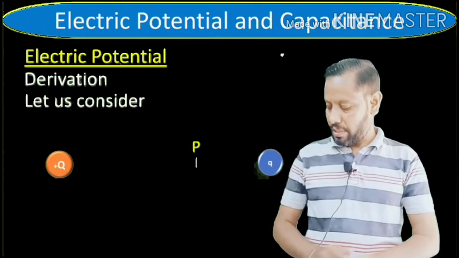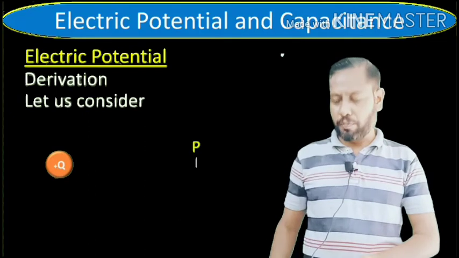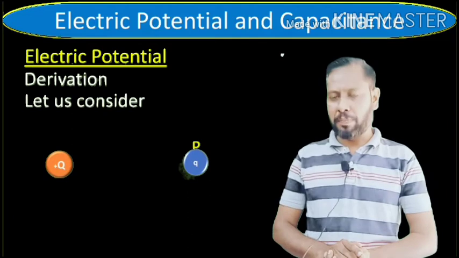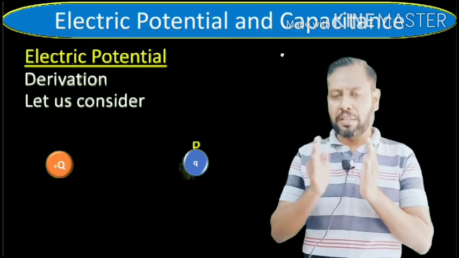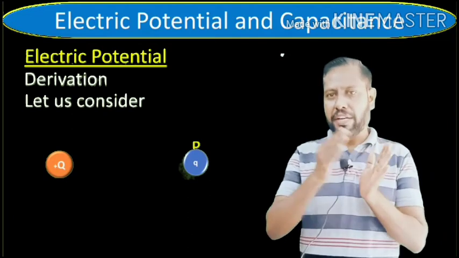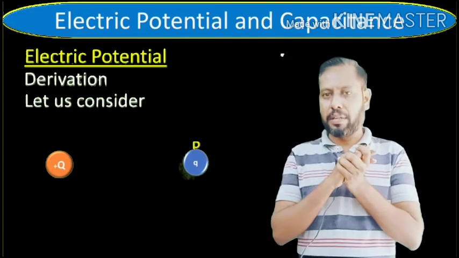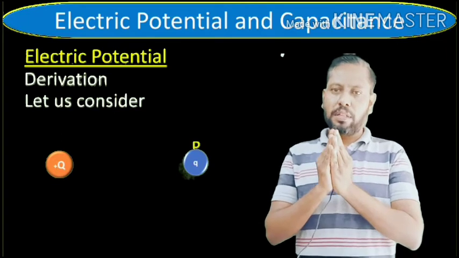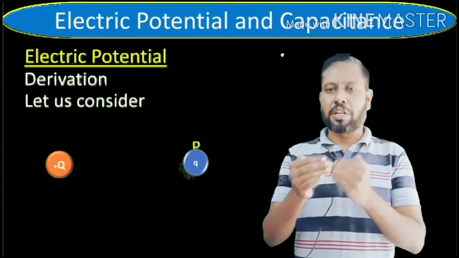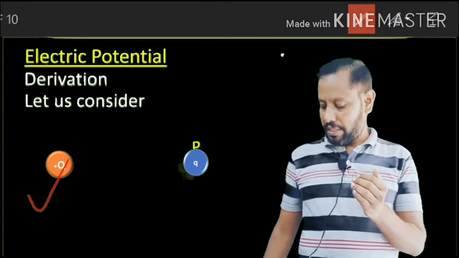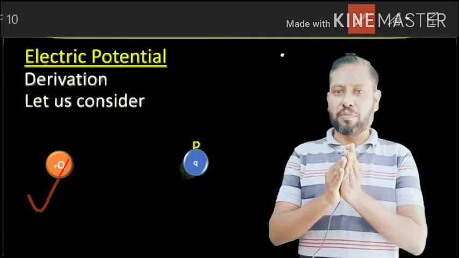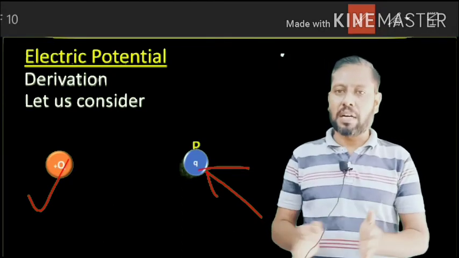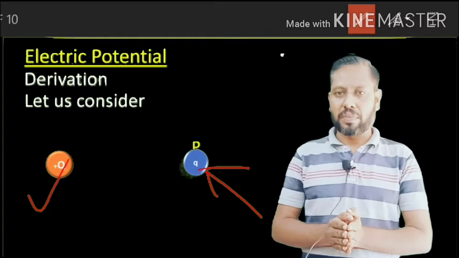So suppose we are shifting a charge q like this. As you can see in this diagram, the charge is going from here to point P. When you are shifting this charge from infinity to point P, obviously both charges are positively charged, so there will be a force of repulsion from the capital Q charge on this small plus q charge.